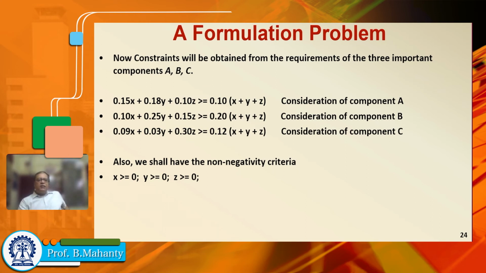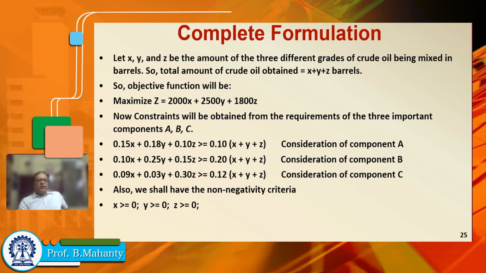Similarly, the consideration of B and C should be 0.10x plus 0.25y plus 0.15z greater than or equal to 0.20 of (x plus y plus z), and similar figures for component C. Also, we shall have the non-negativity criteria, that is x greater than or equal to 0, y greater than or equal to 0, and z greater than or equal to 0. So this is the complete formulation. Again, this is not maximization, it should be minimization, because these are costs. These are the different constraints, and we have the non-negativity constraints as well.